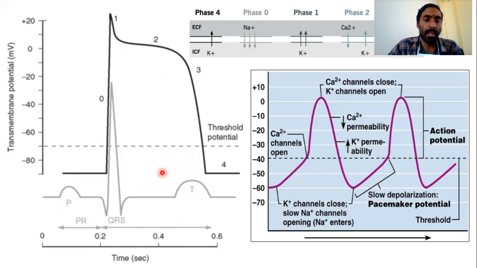And we see the subsequent correlation with the ECG here. Phase 0 is when there is a rapid sodium influx, with phase 1 having potassium efflux. Phase 2 will have calcium influx and potassium efflux, with phase 3 having a potassium efflux, and phase 4 maintaining the resting membrane potential. So the whole duration of the ventricular events correlates with the action potential duration.